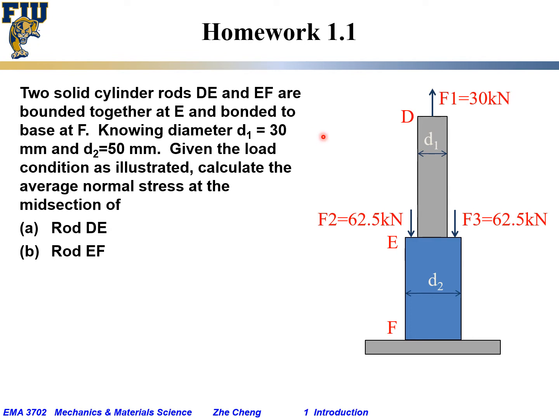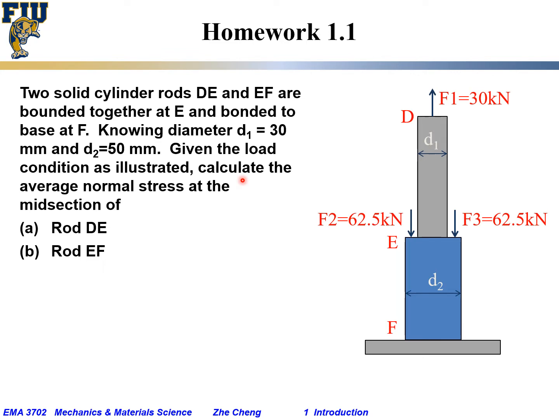Homework 1.1. So what do we have? We have two solid cylinders. One is DE, one is EF. They are bonded together at E and bonded to the solid base at F. We know the diameters for DE is 30 millimeter here and 15 millimeter here.